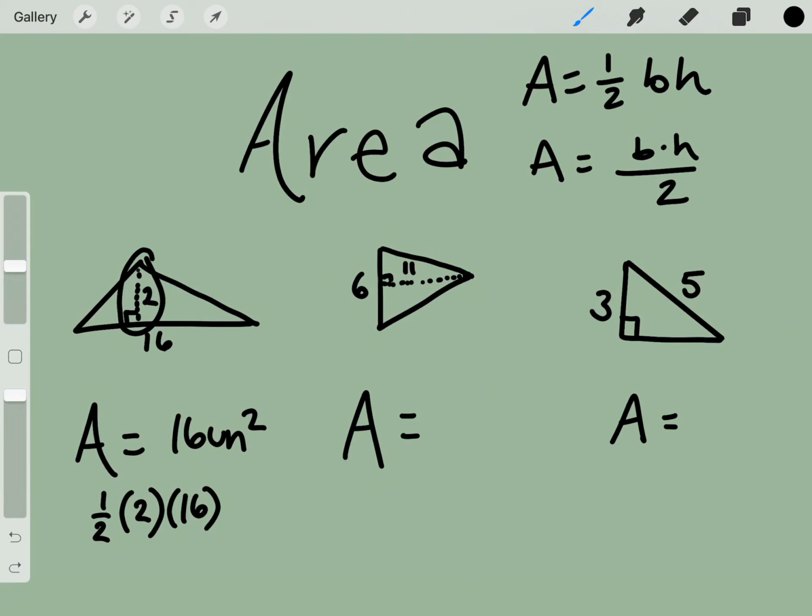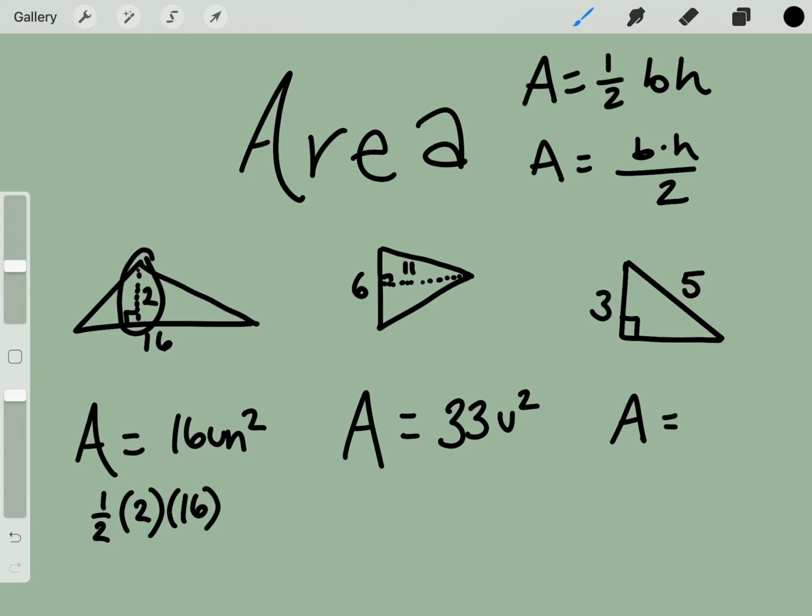All right, now you find the area of the second triangle. Yes, it's spun, but that doesn't make any difference. We can still use those numbers as the base and height. If you did that correctly, you should have gotten 33 units squared.